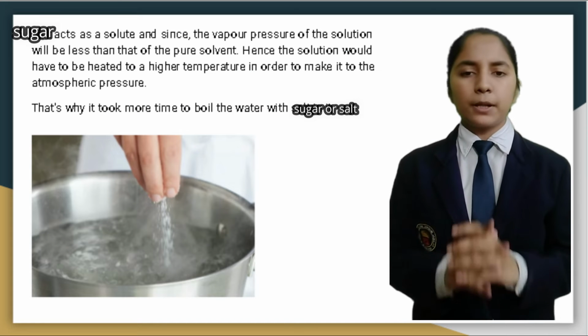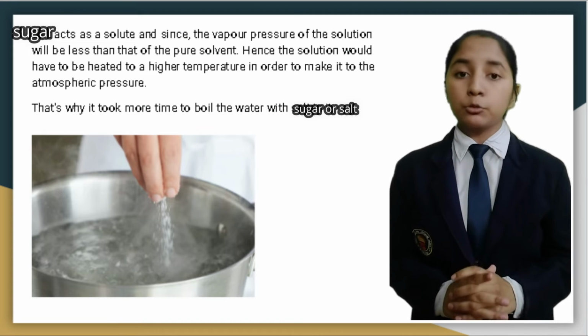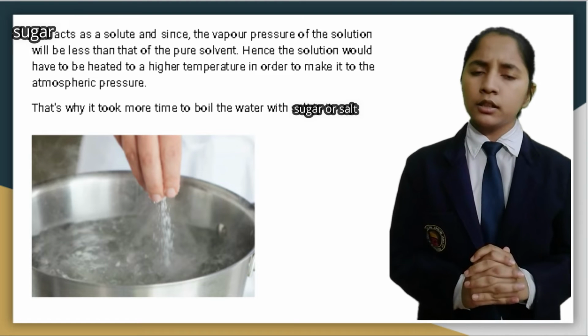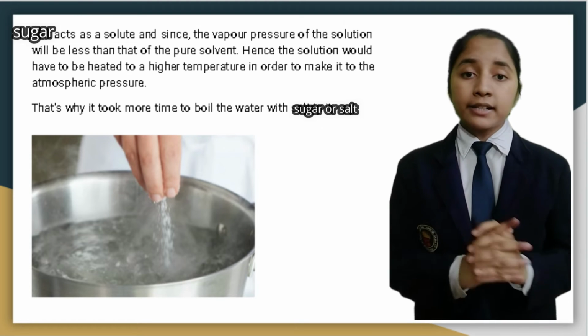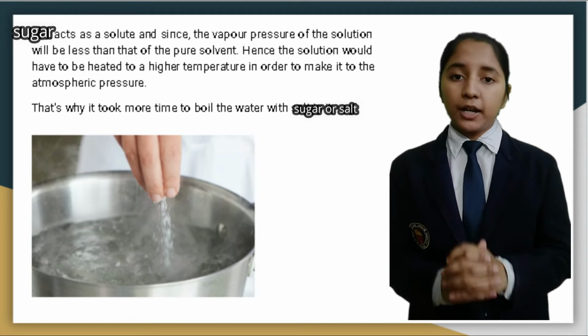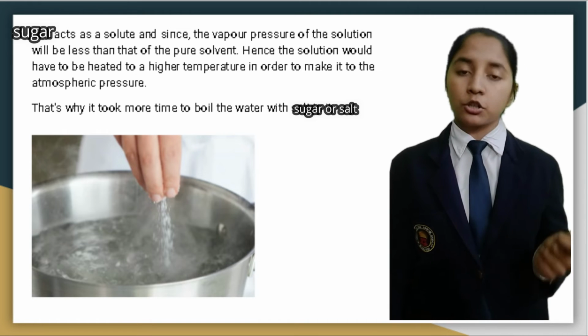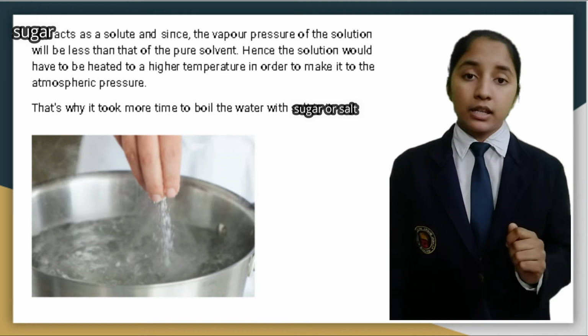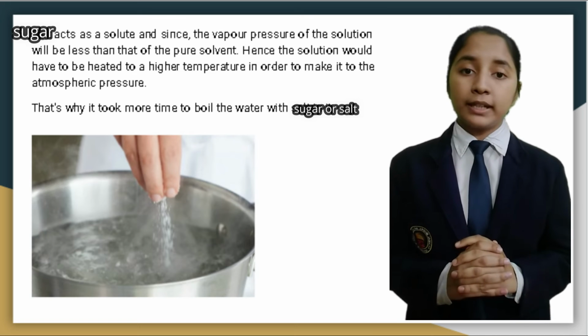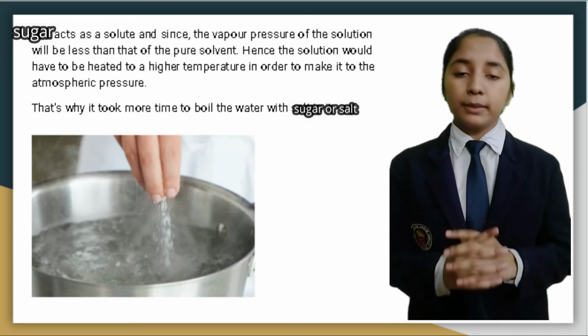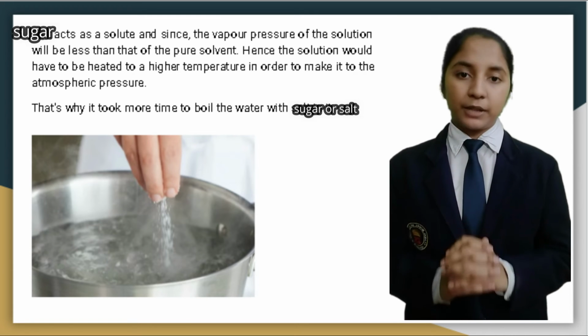As we saw in the experiment earlier, it took more time to boil water with sugar in it. It was because sugar acts as a solute and the vapor pressure of a solution is less than the vapor pressure of a pure solvent. Hence, the solution needs to be heated more in order to make it equal to the atmospheric pressure.